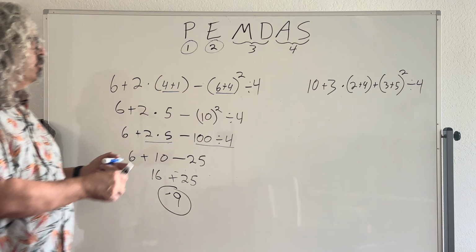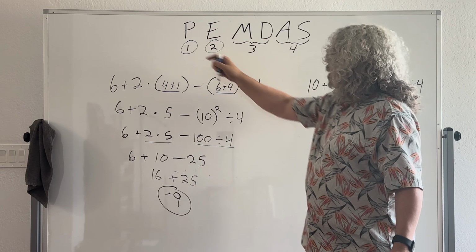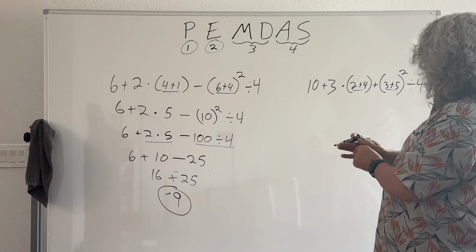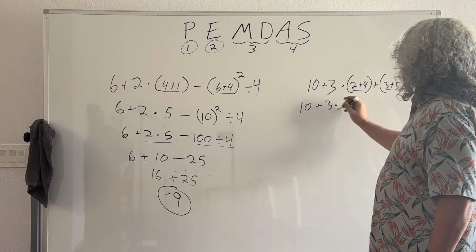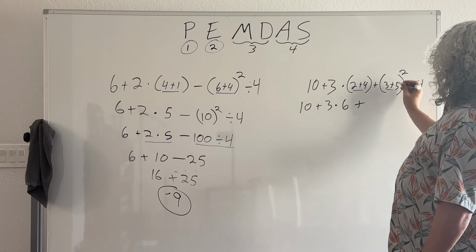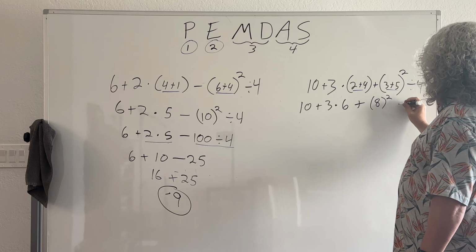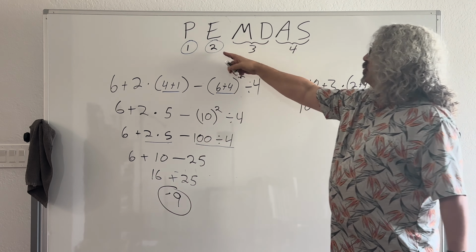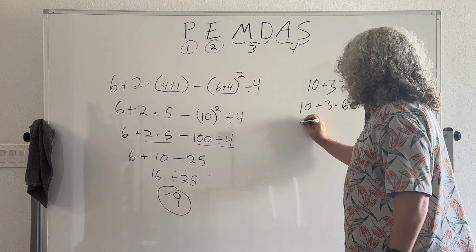Let's walk over here and do another problem, okay? Same thing, step number 1, parentheses, boom and boom. Copy everything else down. 10 plus 3 times, now do my parentheses, 6 plus, do the parentheses, 8. I have a squared, so I'm going to keep it there so it looks nice and tidy, and then a divided by 4. Step number 2, exponents. Great, it's right there. I'm going to copy everything else.